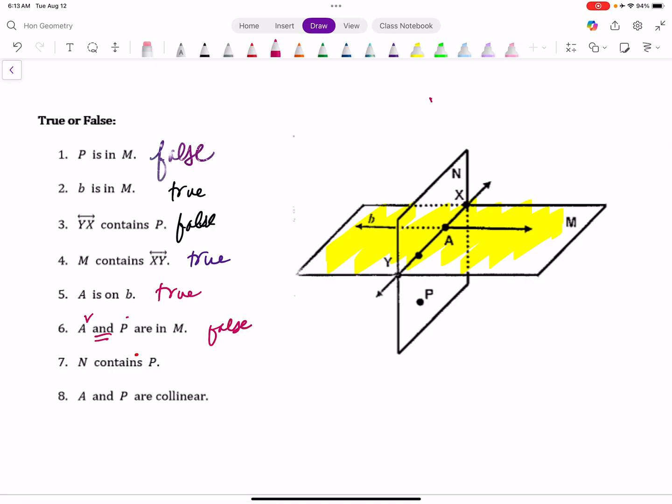Okay, plane N. Let's see what we got. So here's plane N. Contains point P. True. And then A and P are collinear. They're 2 points, they have to be. There it is. Just because it's not drawn in doesn't mean it's not there. So I guess we should probably write that out. It doesn't have to be drawn. It just has to exist.